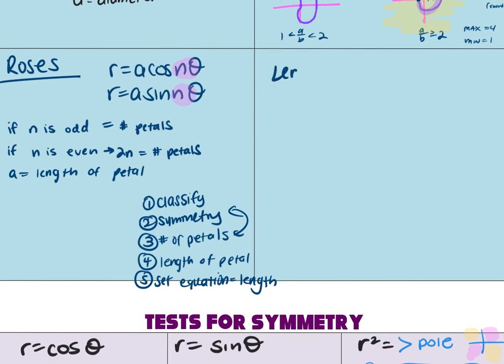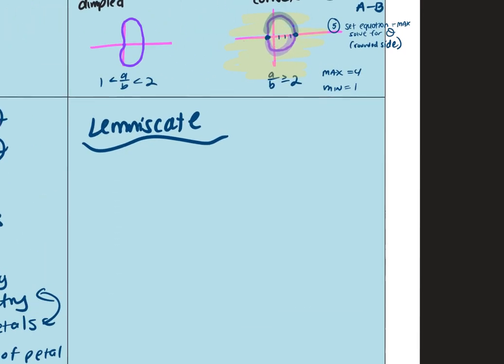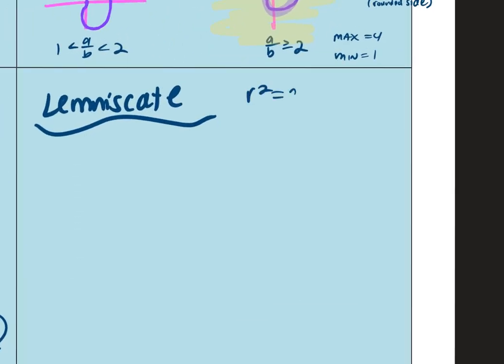All right, then the last is called a limnoscate. Another made up word. And these are the easiest to spot because they have r squareds. They're the only ones with an r squared. So this will say r squared equals a squared sine of 2 theta, or r squared equals a squared cosine 2 theta. A limnoscate is an infinity symbol. In order of easiness to graph, easiest is circle, next is limnoscate.